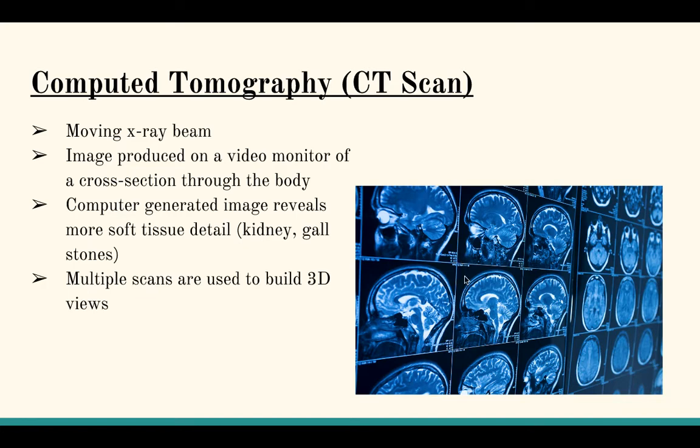Like you can see here, there's a bunch of CT scans of somebody's brain, and it's showing you a cross-sectional arrangement. And a CT scan can move around and do a bunch of different things. And the computer generated image reveals much more soft tissue detail than what your traditional x-ray will. For example, you can see kidneys really well, you can see gallstones really well, and if you look here, you can see all of the different parts of the brain because of this scan.